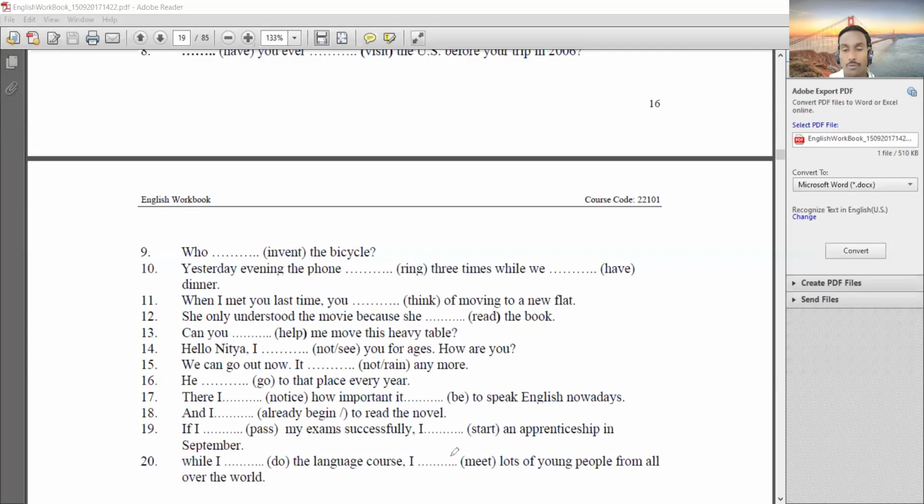Now here we are going to use simple past. Okay, if it is simple past, we need to use V2, that is "met". I met lots of young people from all over the world. So these were a few examples of this category that people can just try to understand and get it clear. Okay, any doubts, any questions, queries about any question here, you can ask.